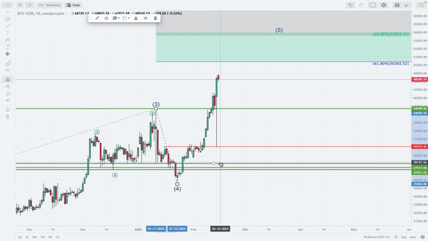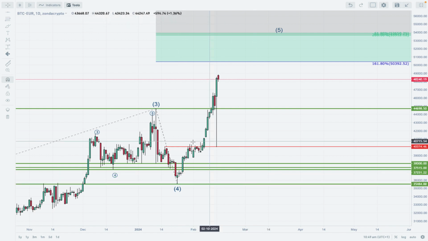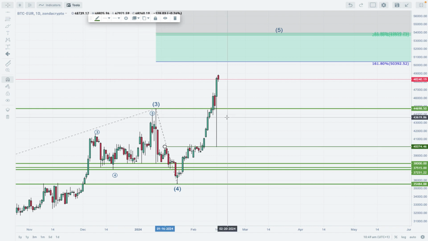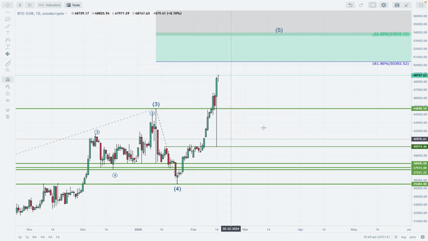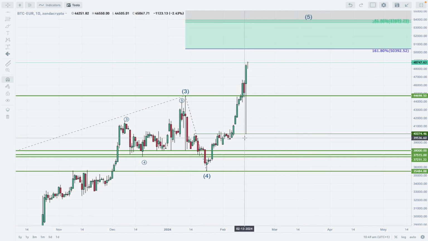Okay, let me add one more level here. So this level here is the bottom for the wave 4. Now this is a very intense level, 40,074. Very nice situation with the test of this level.